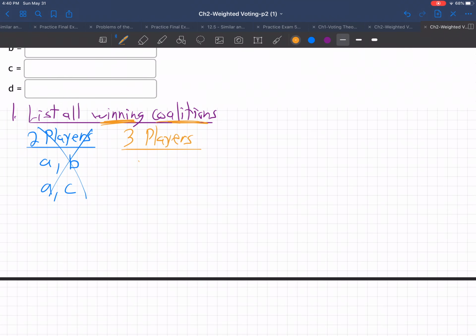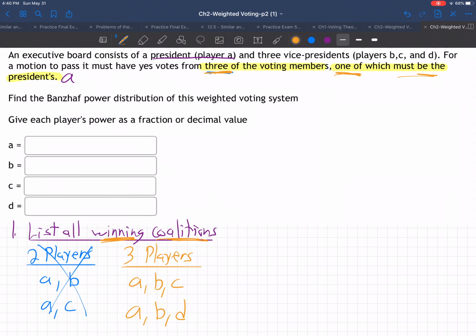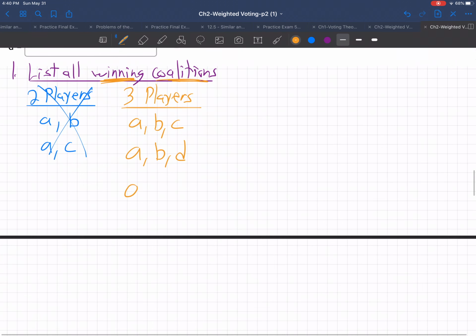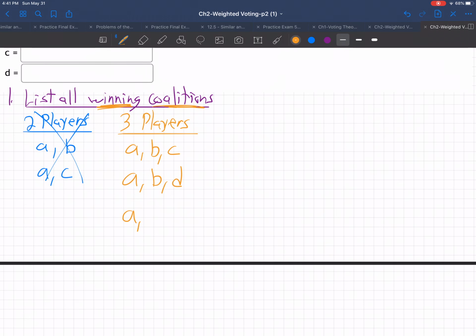So let's do the 3-player teams. A, B, C. A, B, D. Now let's be smart about this. You've got to have A, right? One of which must be A. So we have to have A. Every team that wins has to have A. So the question is, what are the other 2 players to make a 3-player team? We have B, C, and D. So you could have B and C, leaving out D. You could have B and D, or you could have C and D.